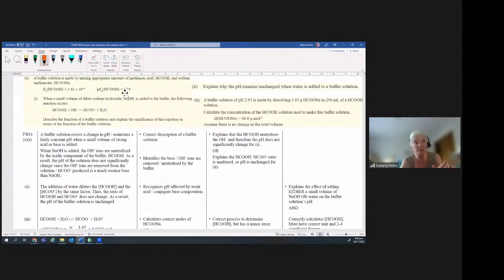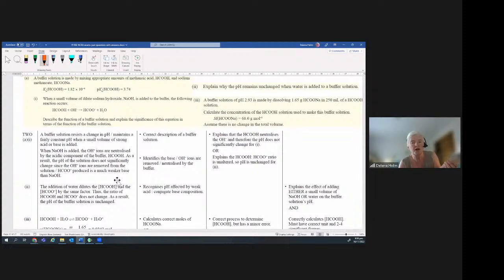I like using that word conjugate base because it's not just any old base that you add. You've got to have that 1-to-1 ratio of the weak acid with its conjugate base. So if you add more acid, the conjugate base reacts with the added acid, or if you add more base, then the weak acid would react with it. And so spell out the detail. Can you see, as a result, the pH of the solution does not significantly change since the OH minus ions are removed from the solution.